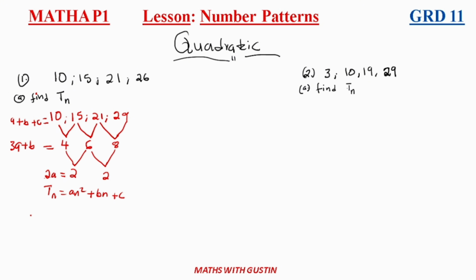So now let's go ahead and try to solve for a. So 2a is equal to 2, therefore you divide by 2 here, divide by 2 there, therefore a is equal to 1. Then we have 3a plus b is equal to 4 in this case. We know a is equal to 1, so we substitute it there. 3 times 1 is 3, so we take 3 to that side, therefore b is 4 minus 3. Therefore b is also equal to 1.